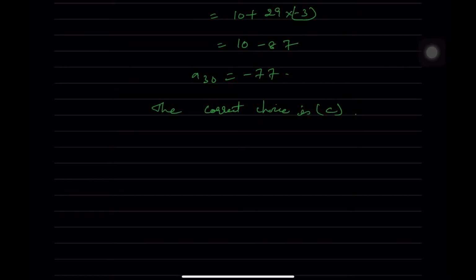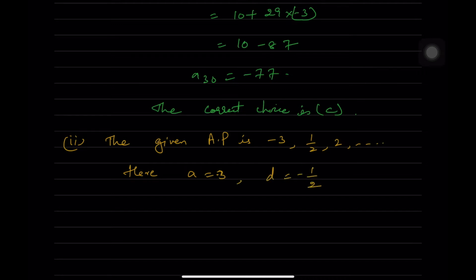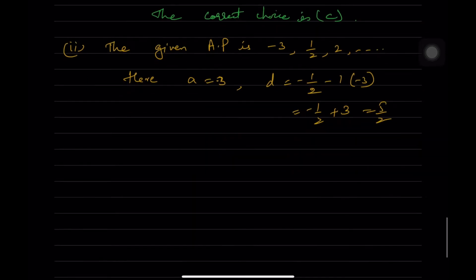We're going to the next one, second one here. The given AP is -3, -1/2, 2 and so on. Here a is equal to -3, d is equal to -1/2 minus of 1 into -3, which is equal to -1/2 + 3, which is equal to 5/2, and n is equal to 11.